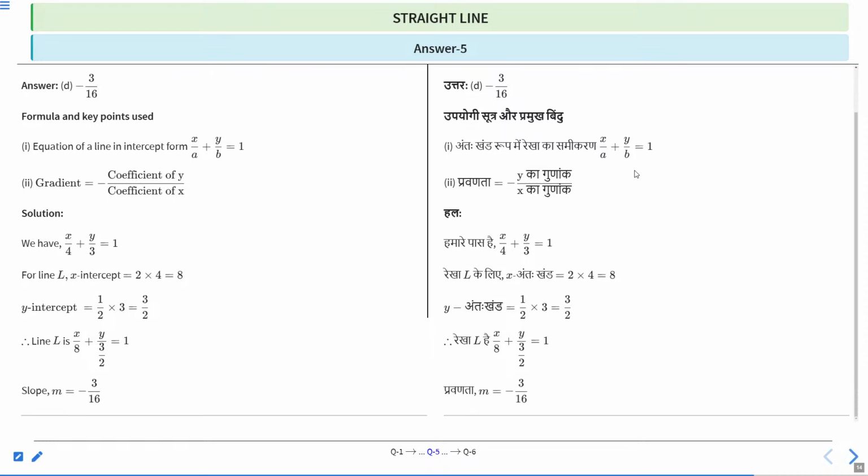Now it can be adjusted and the slope can be calculated, right? Therefore the slope of line L, which is m, is negative 3 by 16. So option D is the right answer. Got it? Option D, negative 3 by 16, is the right answer.